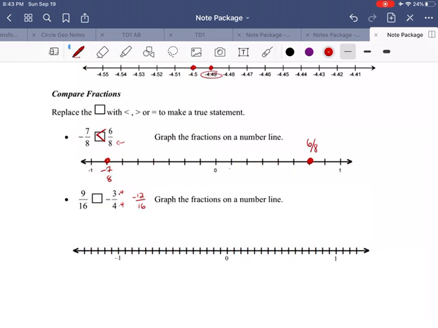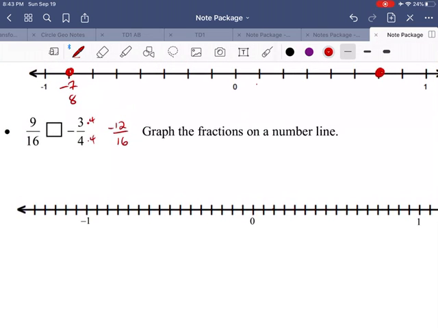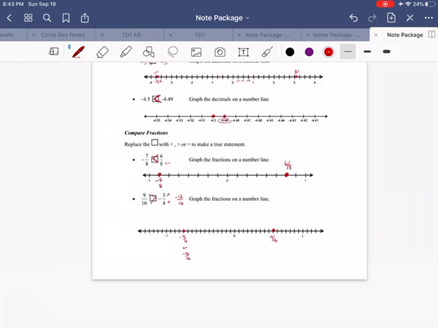So 9/16 is at the 9th check mark, or hash mark, whatever you want to call these. 1, 2, 3, 4, 5, 6, 7, 8, 9. Okay, so 9/16 is up here. And negative 12/16 is going to be down here. 1, 2, 3, 4, 5, 6, 7, 8, 9, 10, 11, 12. There we go. So that's negative 3/4 or negative 12/16. And this one is more positive, so it's greater than.